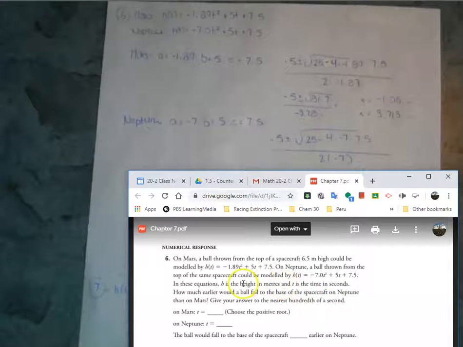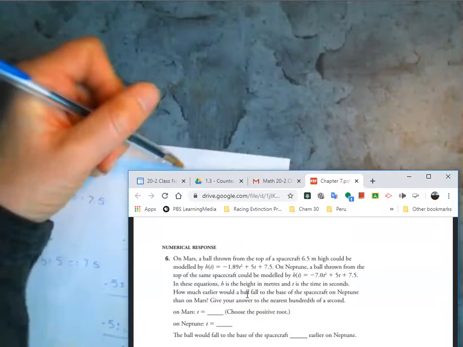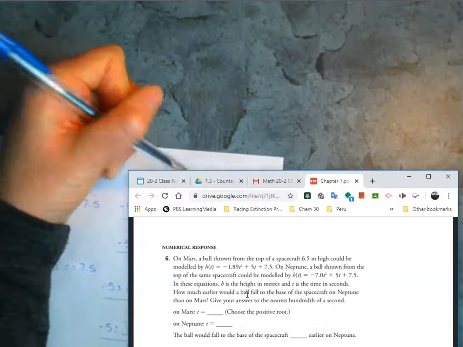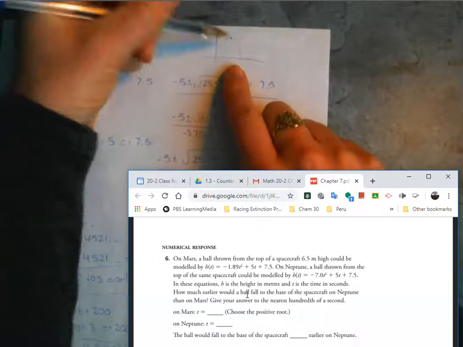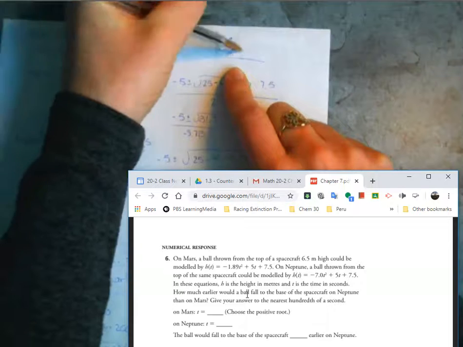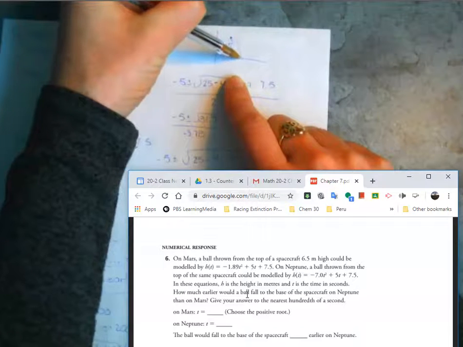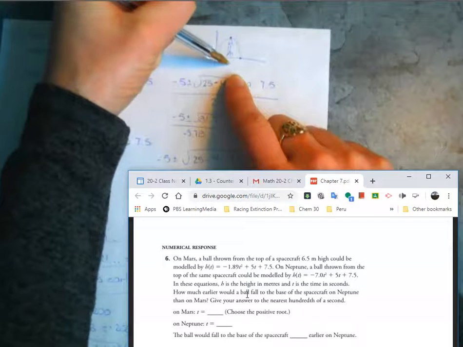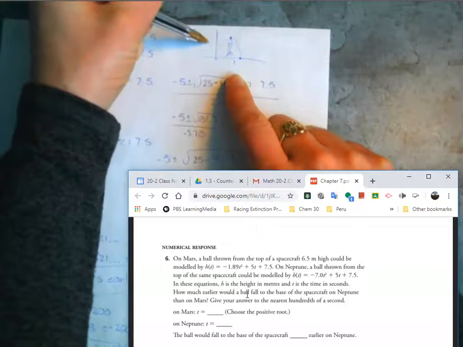And so what they're asking for is how much earlier would a ball fall to the base of the spacecraft on Neptune than Mars. So essentially, just think about how that would be modeled, right? Here's our graph representing it. We have our spacecraft, I don't know, that's not what real rockets look like, but let's just say so. It's going to fall from the top of there, and when it hits the ground, a certain amount of time has gone by on the x-axis, and it'll be at 0 on the y-axis, which represents height.